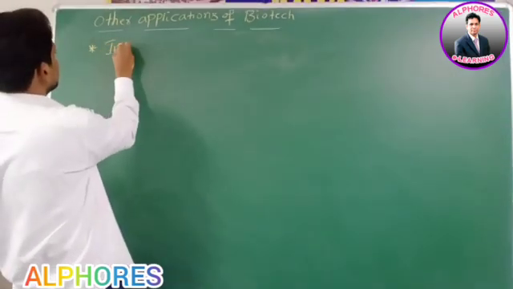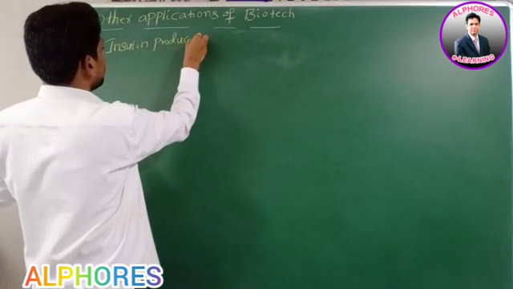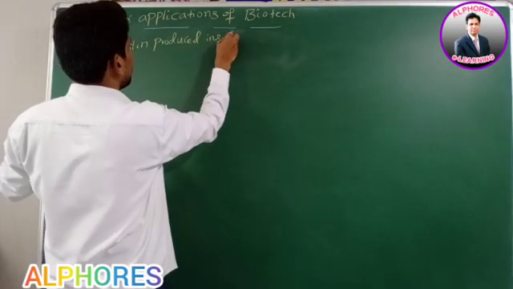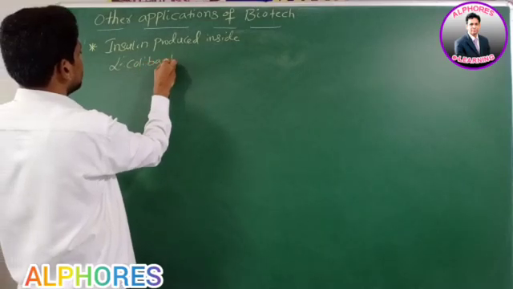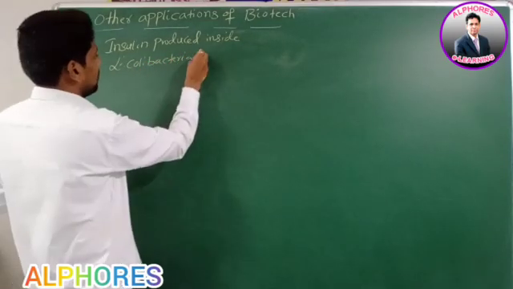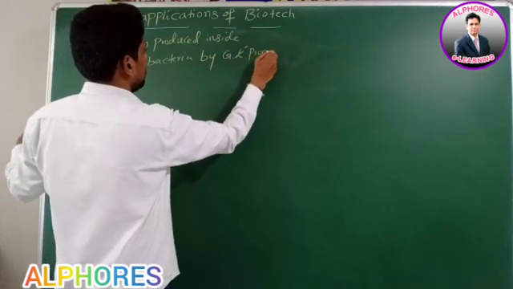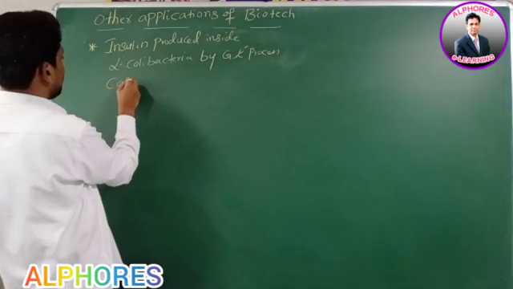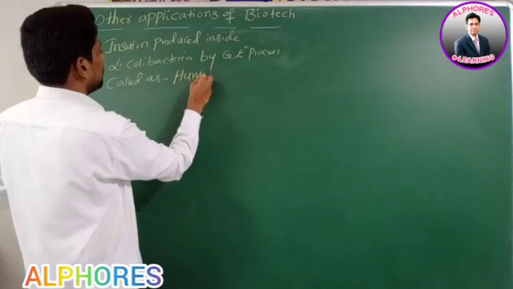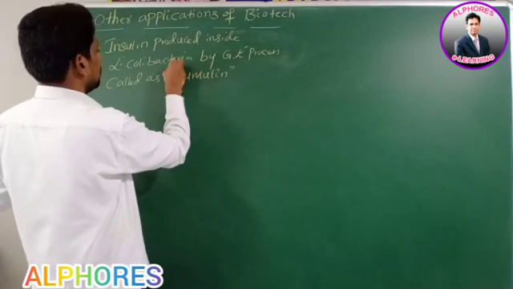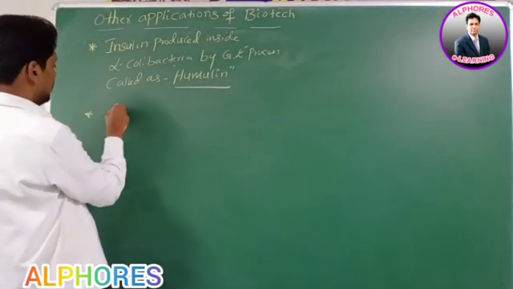Insulin produced inside E. coli bacteria by genetic engineering process. What is that insulin called? Humulin. What is it called? Humulin. Now listen here.